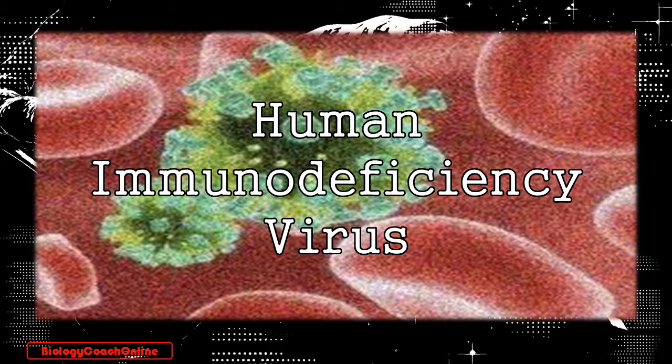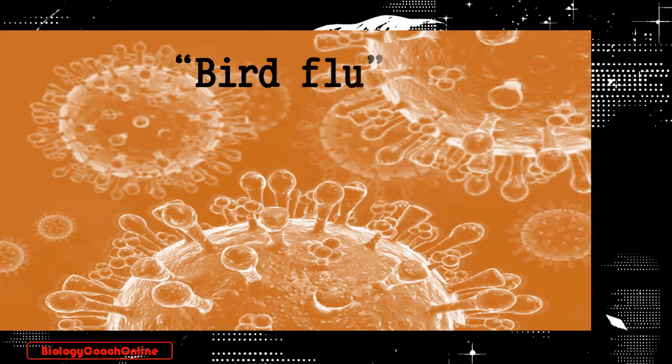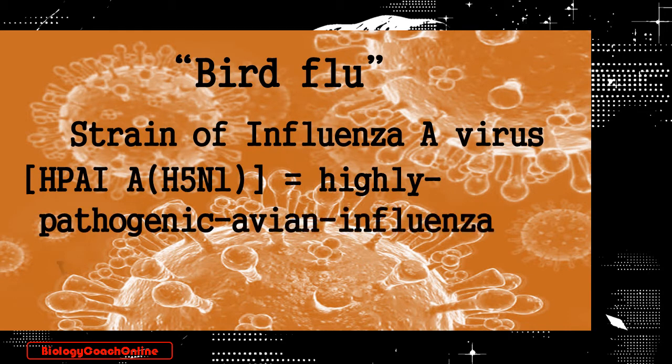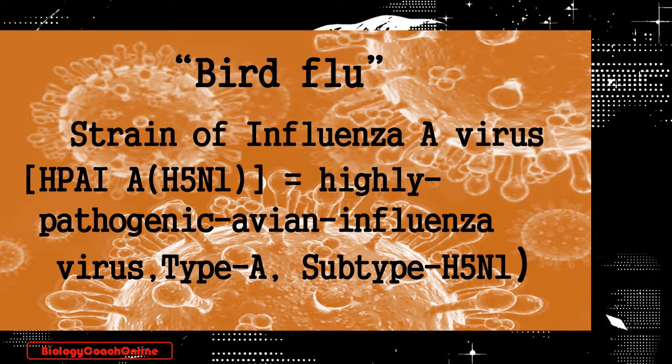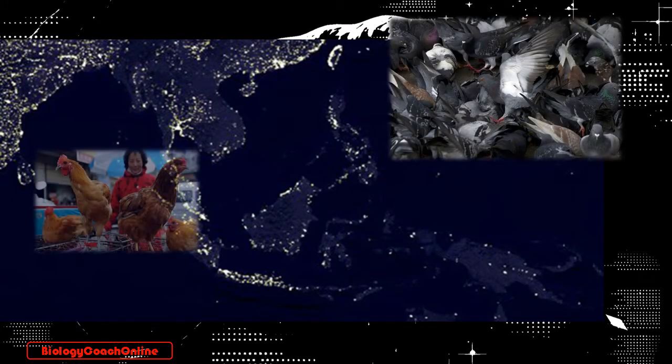A final example of humans being impacted in a major way by an animal vector is the relatively recent bird flu outbreak. A special strain of the influenza A virus, HPAI, or highly pathogenic avian influenza virus, type A, subtype H5N1, that's a mouthful, is the causative agent of H5N1, or avian flu. Now, the virus is maintained in many bird populations, especially throughout Southeast Asia.